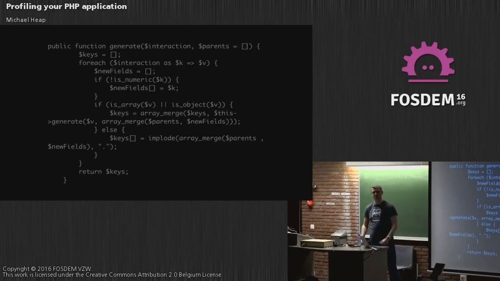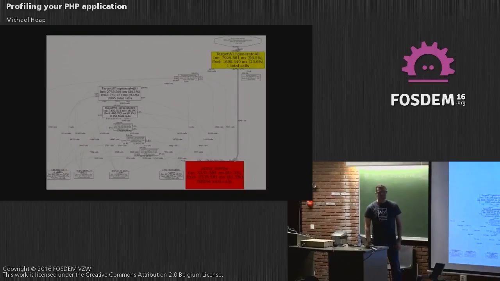So, taking a look at this code, does anyone have any ideas where our time's going to be spent? The recursive call? Anyone else? Array merge? Any more? Okay, let's take a look at the call graph.